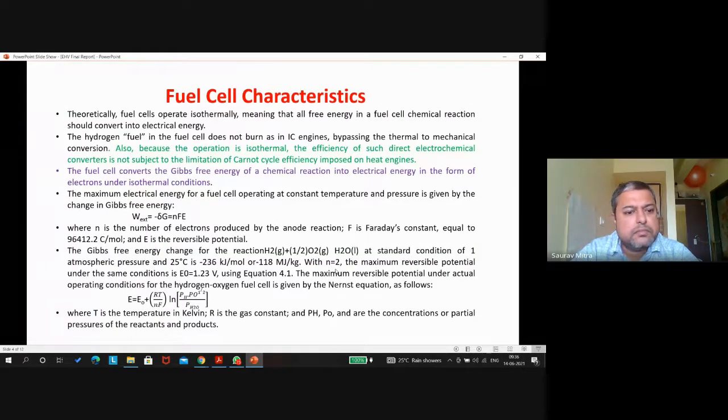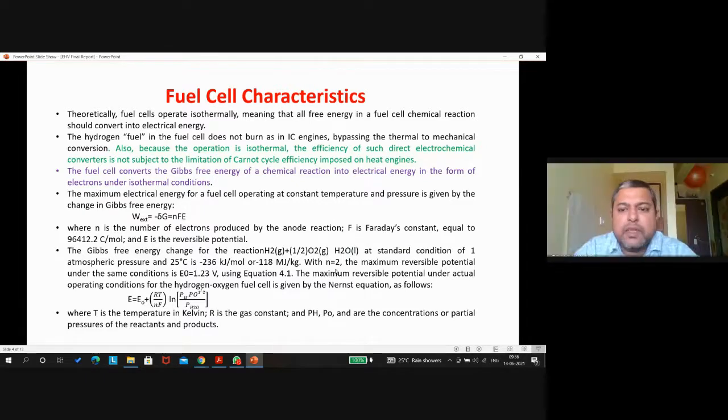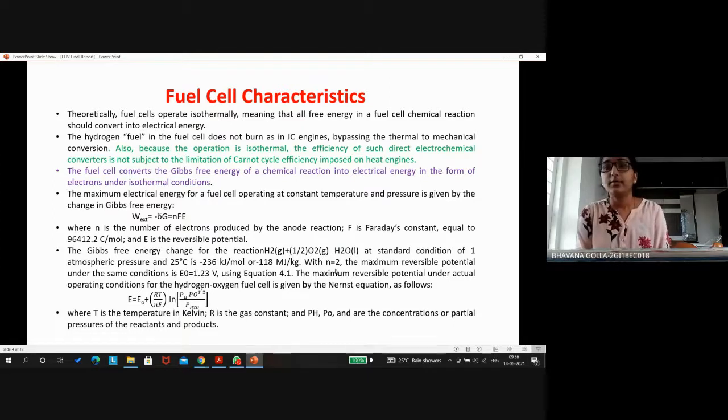Yeah. So the characteristic of the fuel cell is that it operates isothermally, that is, the temperature is maintained constant, and the free energy, which we call Gibbs energy, is directly converted into electrical energy.